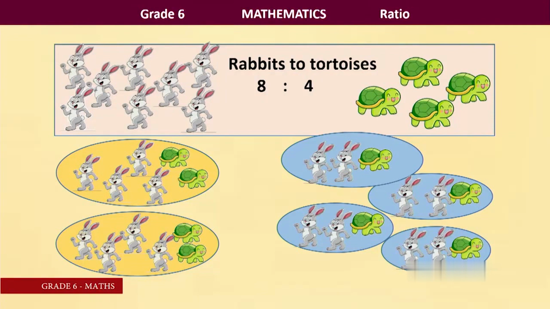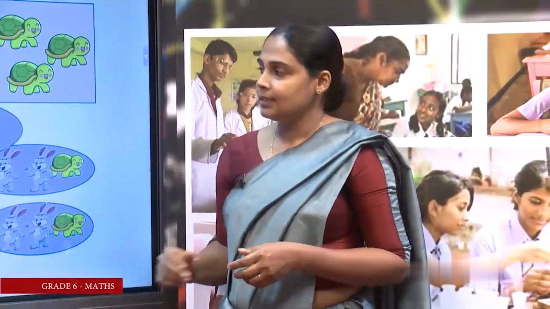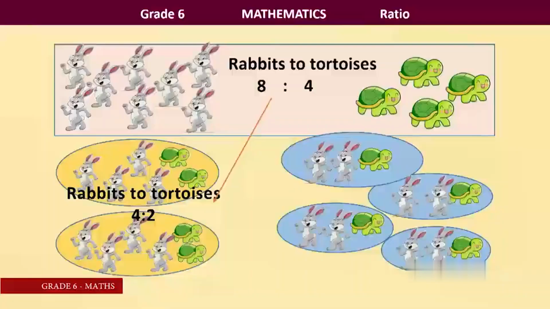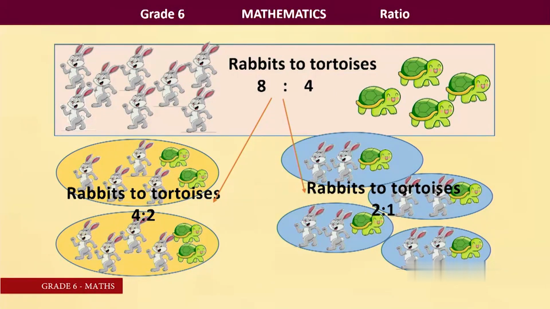Now my dear kids, can you write down the ratio of each group? In this set there are 4 rabbits and 2 tortoises, then the ratio is 4 to 2. Is it clear? We divided into 2 groups. Now the ratio is 4 to 2. What happened in this group? There are 4 equal groups. Then in a group there are 2 rabbits and 1 tortoise. Then you can write down the ratio 2 to 1. Now the ratio is 2 to 1.